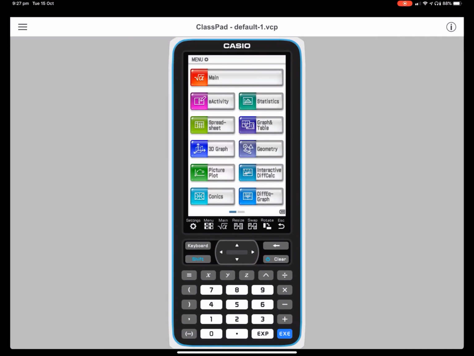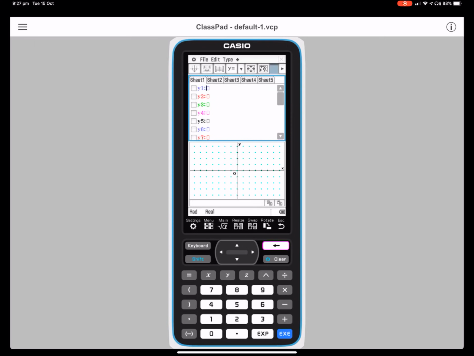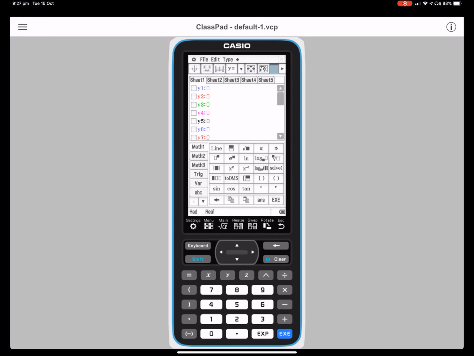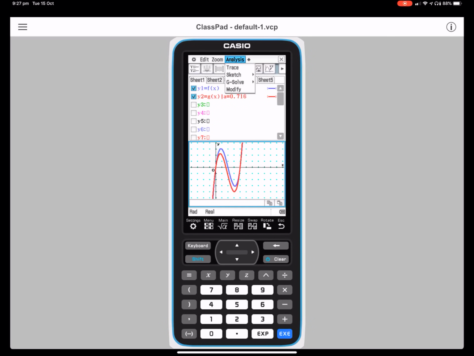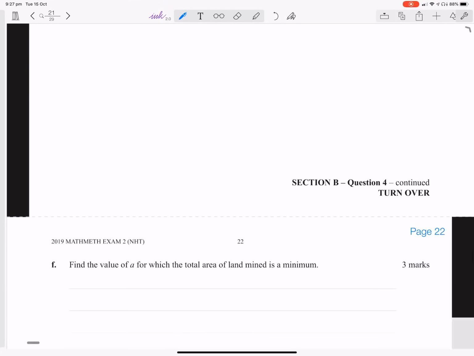So let's have a look. If we go in and sketch f of x, g of x, and we said given a equals 0.716, analysis G solve min of the red graph, negative 4. But it's their fault because they want us to round to however many decimals.